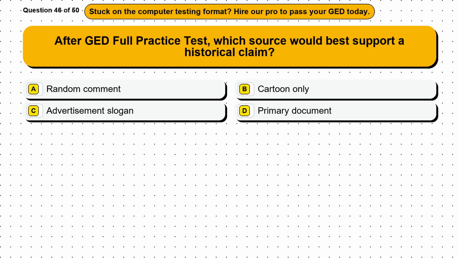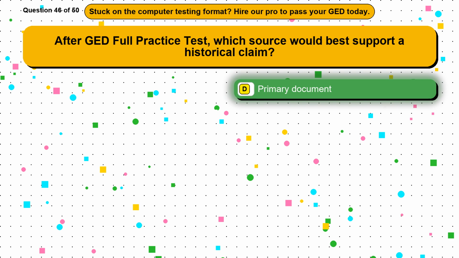Question 46. After GED Full Practice Test, which source would best support a historical claim? Option A, random comment. Option B, cartoon only. Option C, advertisement slogan. Option D, primary document. The correct answer is option D.